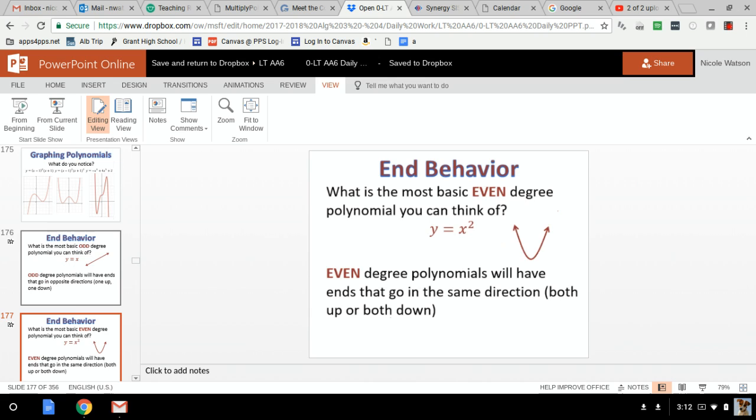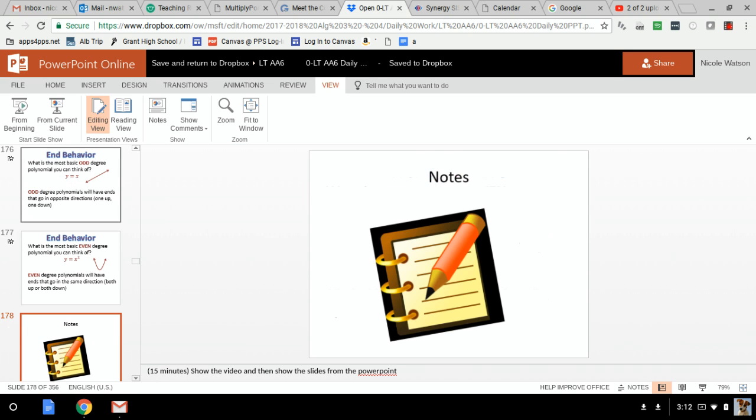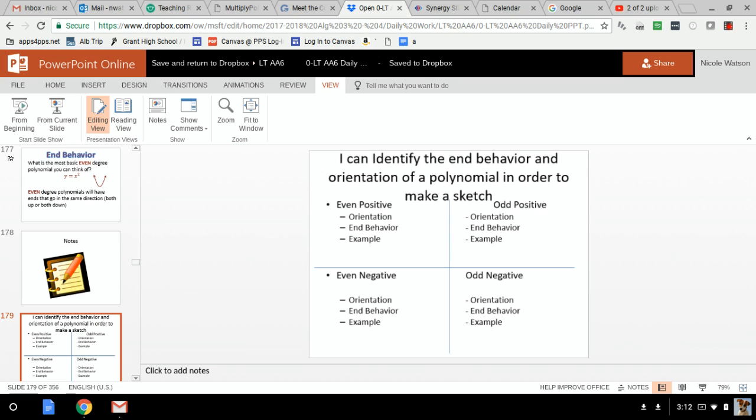Likewise, even, the most even one I can think of is x squared, and even degree polynomials will have ends that go in the same direction, both up or down. But I want to do more than that. So let's really take out these notes right here and let's look at this.